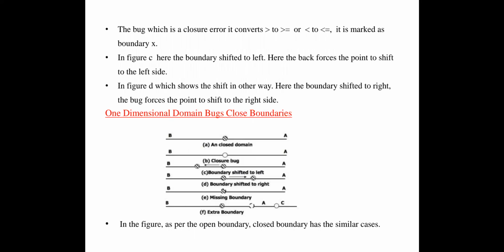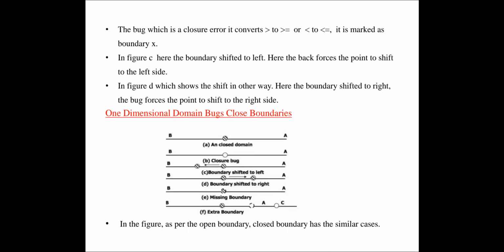Okay, here the boundary shifted to the right; the bug forces the point to shift to the right side. According to the bug values only, the shifting changes from one place to another place. Actually it has to be in one place, but according to the bug it will shift to another place. So these are the different types of bugs in open closure.